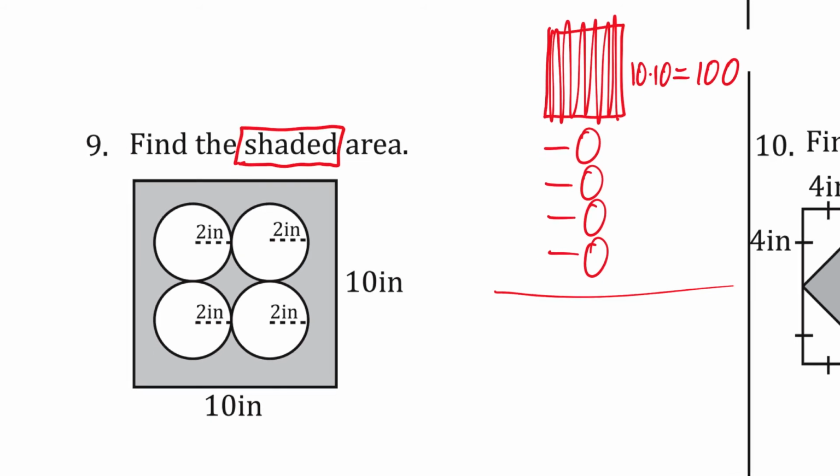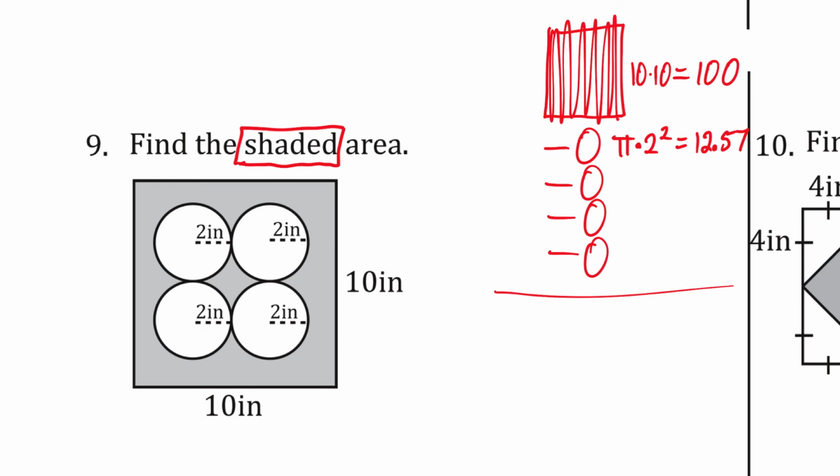Now, let's find the area of each one of those circles. So how do we find the area of a circle? It's pi r squared. So on this one, it's going to be pi times 2 squared. So what is pi times 2 squared? Oh yeah, it's going to round to 12.57.